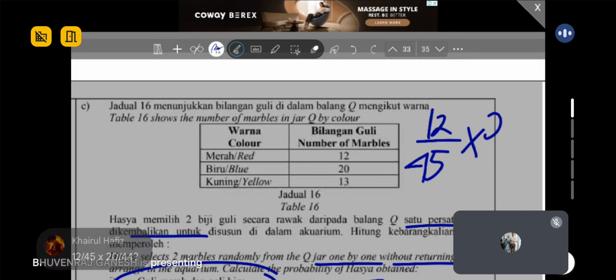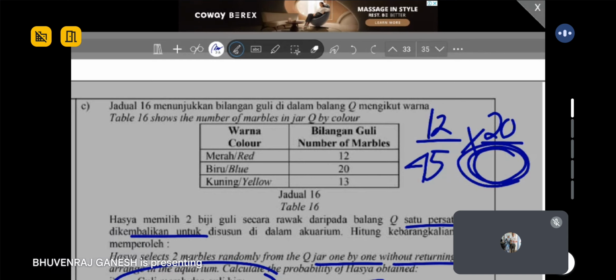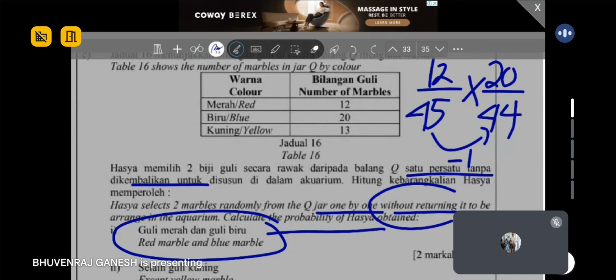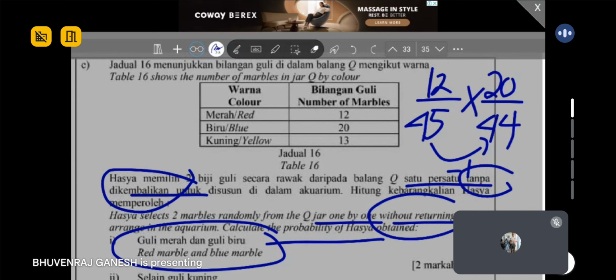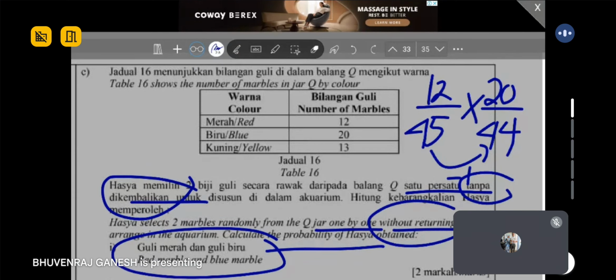Okay, so if they say blue marble 20, the total yang ni sangat penting guys. What is the total here? Yes. Okay, it must be 44. You must minus 1 guys. Kena tolak 1. Because they say without returning. Tanpa dikembalikan. So jumlah guli akan berkurang 1. Okay, total marble must decrease by 1. Okay, so 45 become 44.